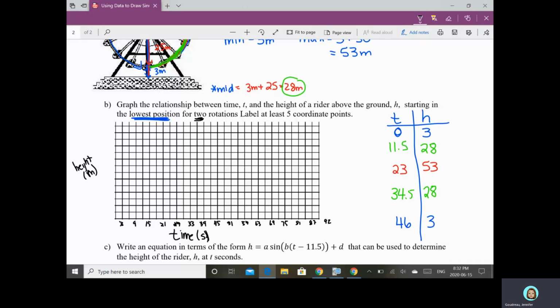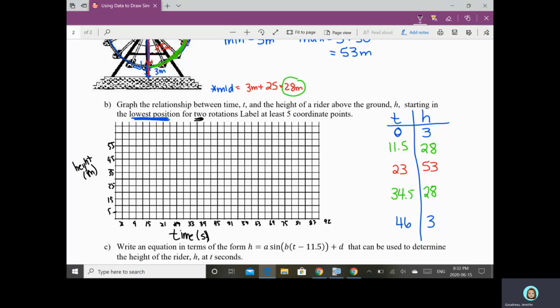Okay, and then our height, which is measured in meters, we have to go from 3 all the way up to 53. Again, not the ideal grid here. I'm going to go up by 5s, which again, not perfect, but it's what we have. So we're going to work with what we have. So this will be 5, and then I'm going to skip 10, 15, 25, 35, 45, 55 meters. So there we have that there.